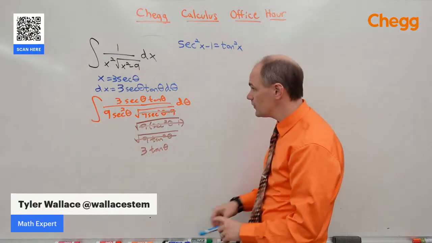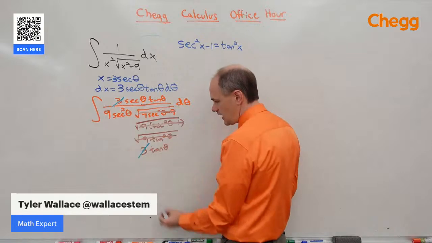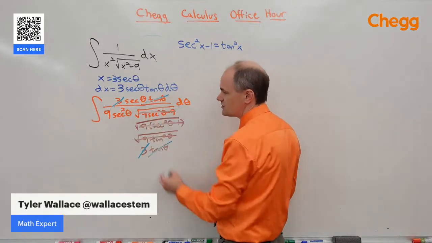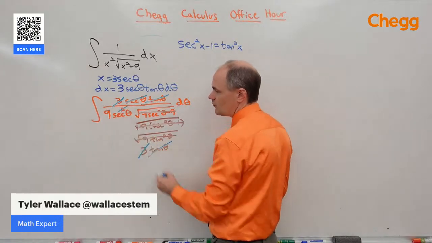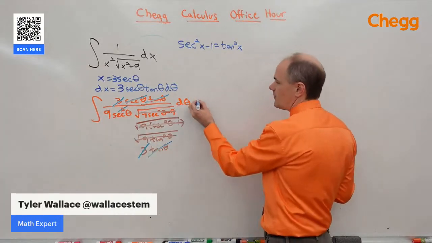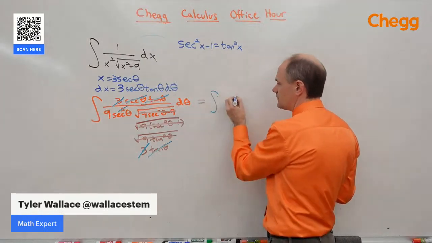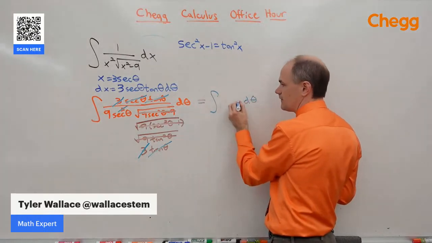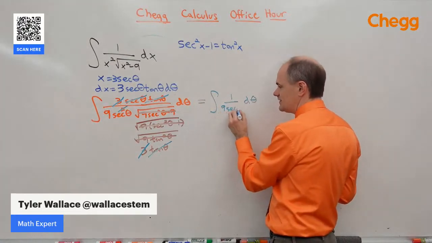That's going to become really, really nice because I can reduce out the 3 with the 3. I can reduce out the tangent with the tangent. I can even reduce out a single secant with a single secant, leaving 1 secant left. So now my integral, there's nothing left on top except for the d theta. And we've got a 9 secant theta.